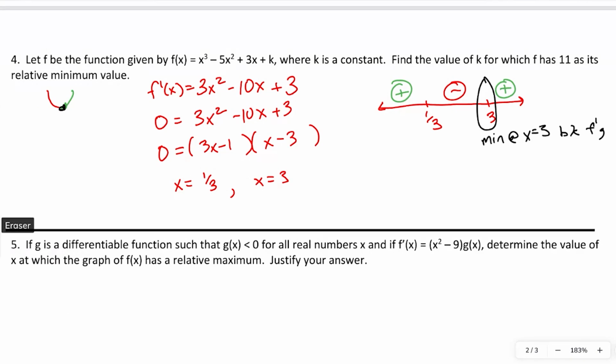Well, I'm running out of space here. Let me just maybe back this up and put it on the next line. Because f prime went from negative to positive.